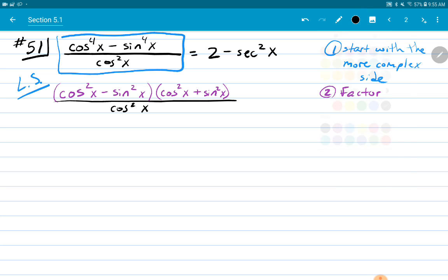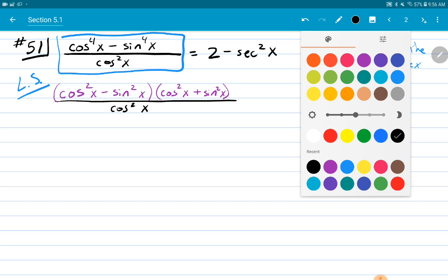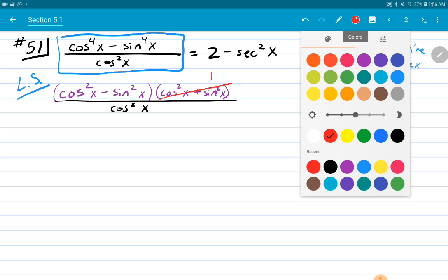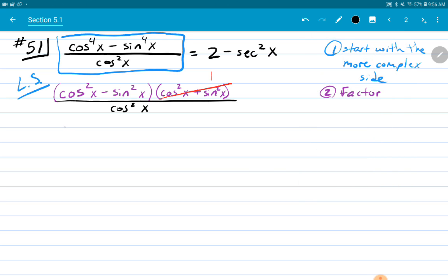And one thing I love about cosine and sine squared is the Pythagorean theorem, which makes this guy just turn into 1, which simplifies this fraction as cosine squared x minus sine squared x over cosine squared x.